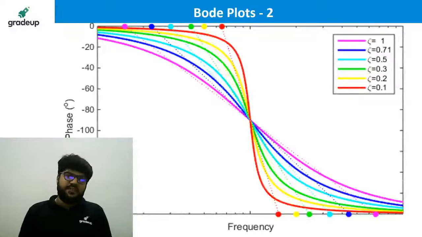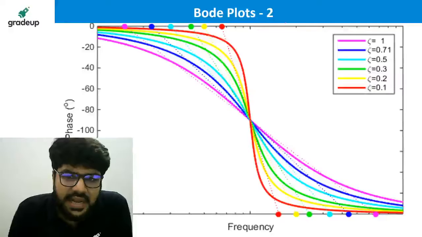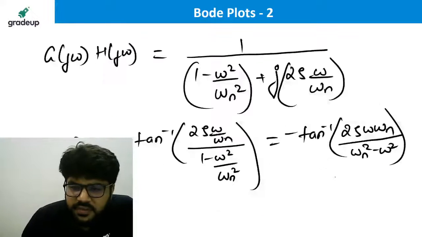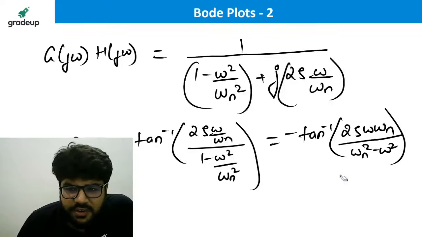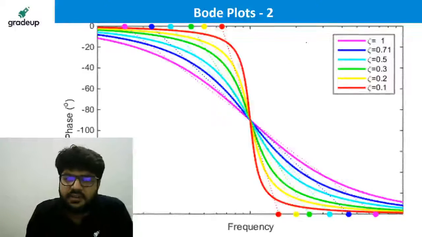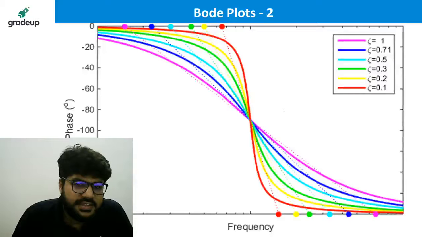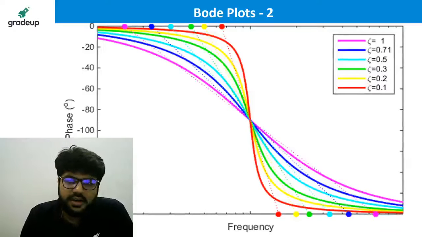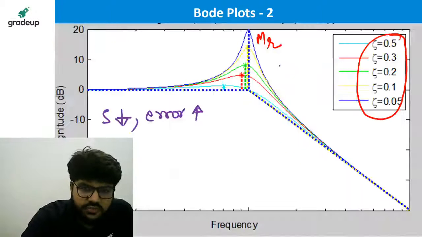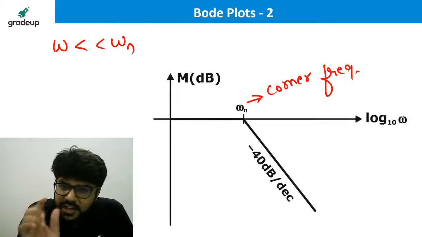Apart from that, these are the phase plots, properly taken from MATLAB. This phase function which I've shown you earlier, when plotted in MATLAB for different values of zeta, gives these phase results. All right. But still, this Bode plot for second order is not much useful.